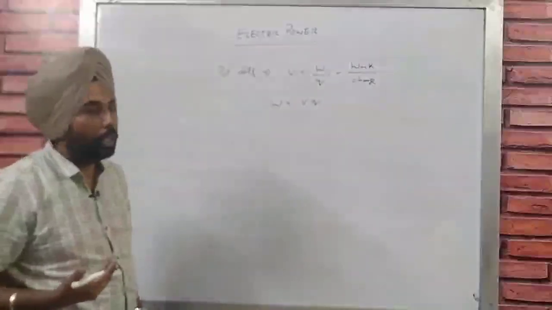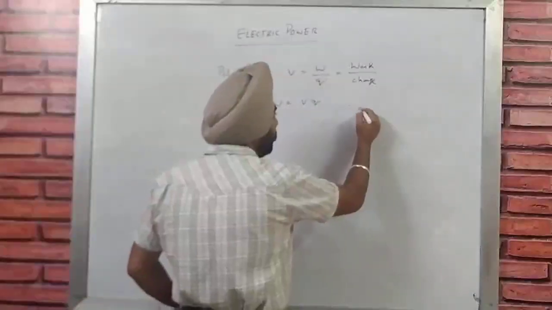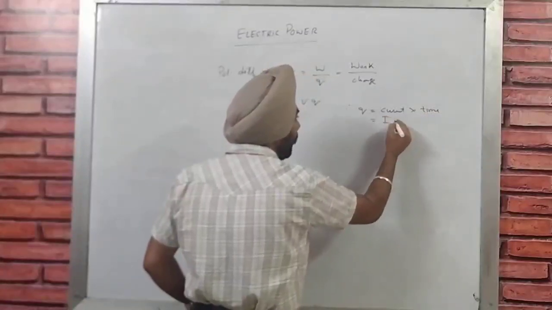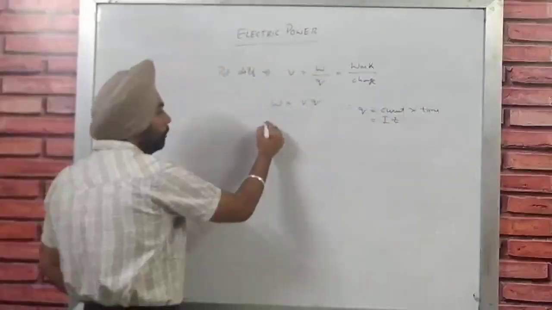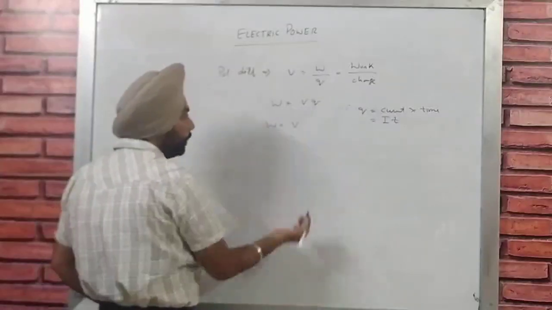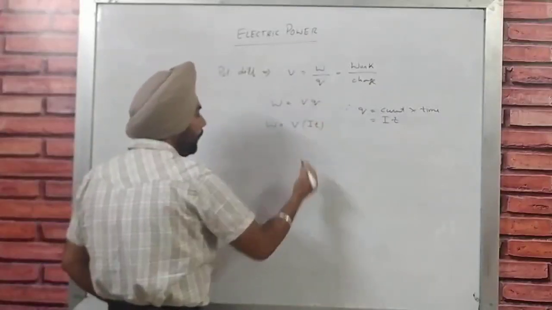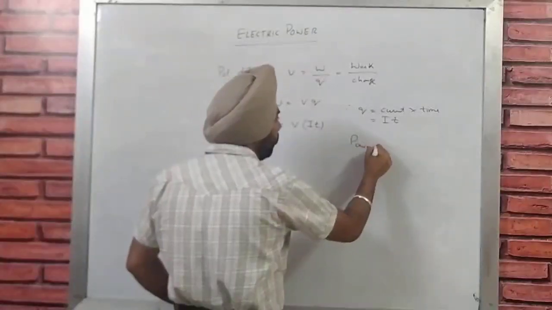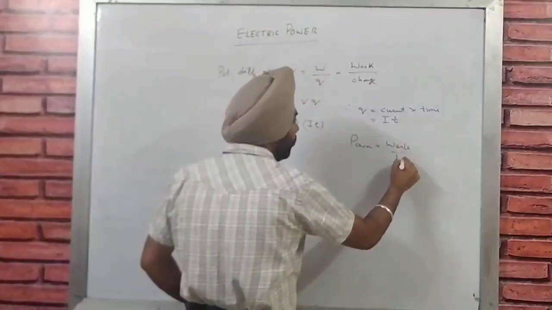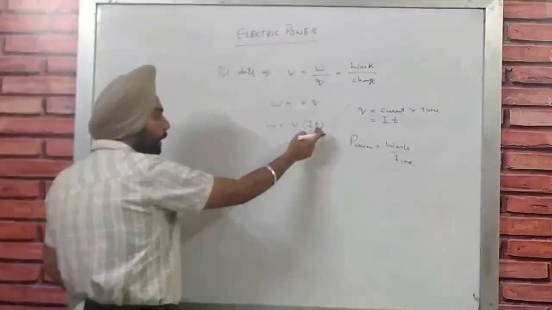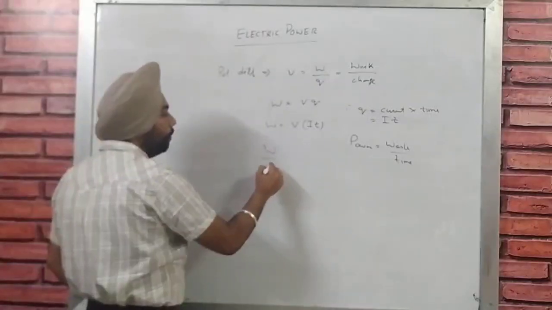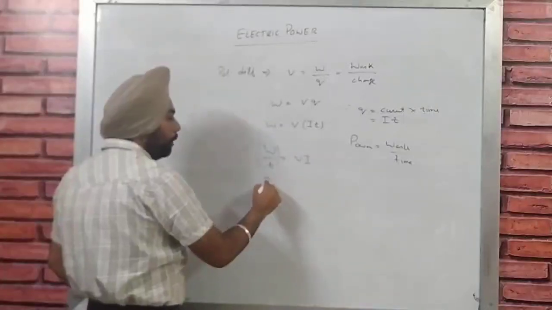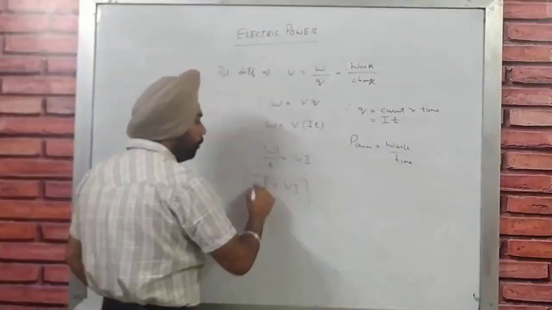Now, you all know what charge is all about. The charge is always equal to, yes, current into time, or let's say I into T. So which means work is always going to be equal to potential multiplied by I into T. And you all know what is power. Power is work upon time. So W upon T is going to be equal to VI, and work upon time is power, and that is the formula for power.